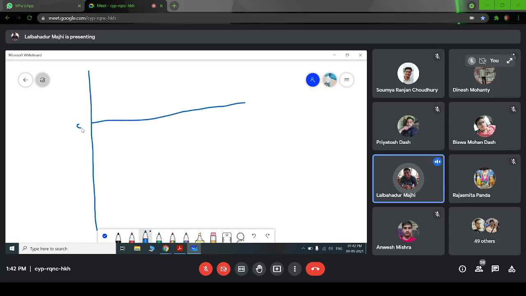So let's say this is our 0 dB axis. So 20, 40, 60. Okay. And this is our phase angle plot, for this line it is minus 180.